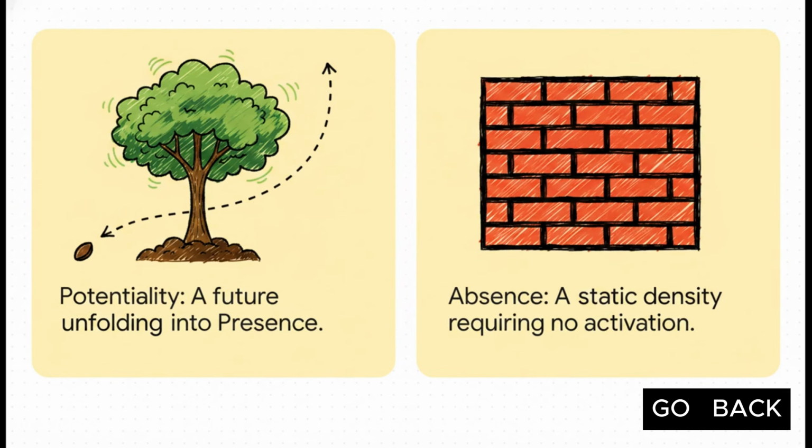Now, there's a very specific trap we need to avoid here. We cannot, under any circumstances, confuse this new definition of absence with potentiality. See, potentiality implies a future that's unfolding into presence. It's like how a tiny seed contains a latent tree, right? It marches forward in time toward its realization, just waiting to become something. Absence, on the other hand, is a static density. It is a fullness that requires absolutely no activation, no completion, and zero realization. It's already entirely full and complete exactly as it is.